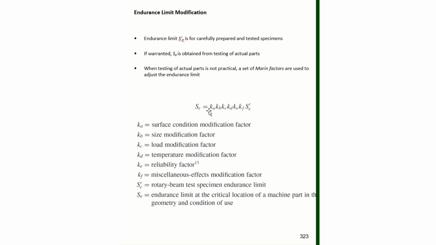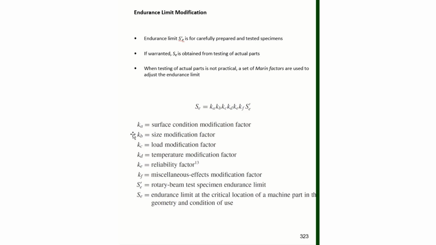So now we're going to focus on computing these endurance limit modification factors. And these modification factors are often referred to as the Marin factors. So the little k's here represent the Marin factors. The first one, ka, is associated with a surface condition factor. So this would be whether the material is ground, polished, or cold drawn or hot drawn.